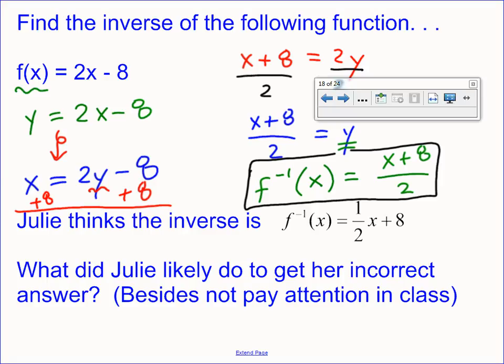She divided by 2 on x, but not 8. So if she had gotten to here and simplified this, she could have applied that dividing by 2 to the x, but not the 8, and gotten 1/2 x plus 8. Good. What's a different way she could have gotten there?